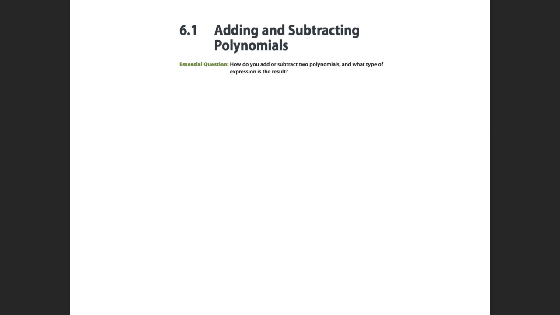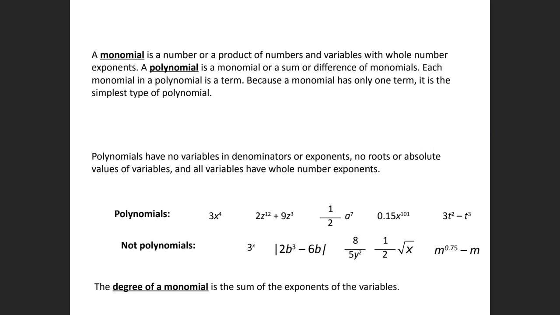We're going to be dealing with section 6.1, adding and subtracting polynomials. First thing we're going to be doing is talking about what a polynomial is. A monomial is a number or a product of numbers and variables with whole number exponents. A polynomial is a monomial or a sum or difference of monomials. Each monomial is a polynomial, and each monomial in a polynomial is a term.